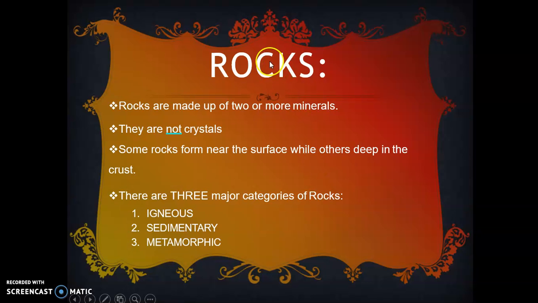Let's look into rocks. Rocks are made up of two or more minerals. They are not crystals, but some rocks form near the surface while others form deep in the crust. There are three major categories of rocks known as igneous, sedimentary, and metamorphic.